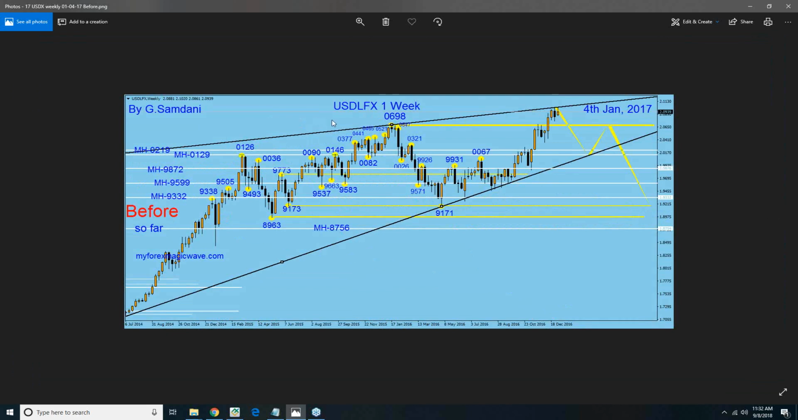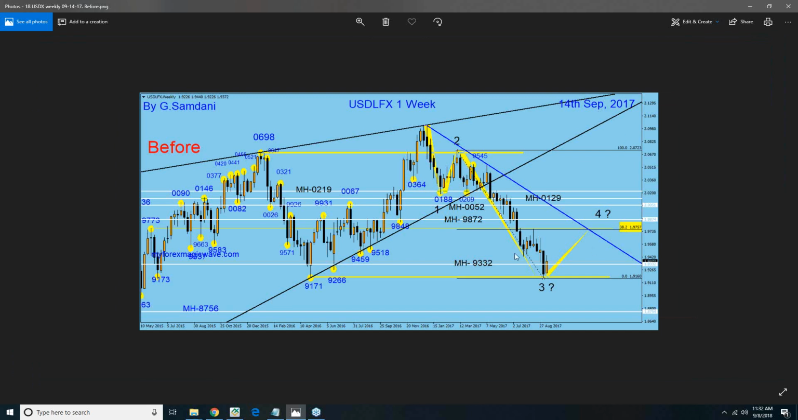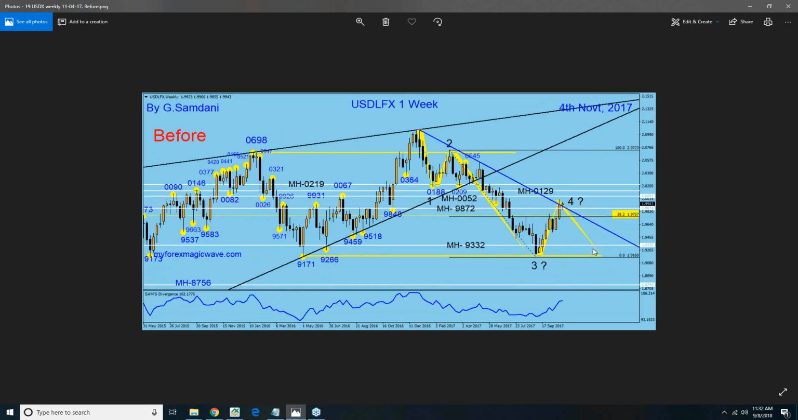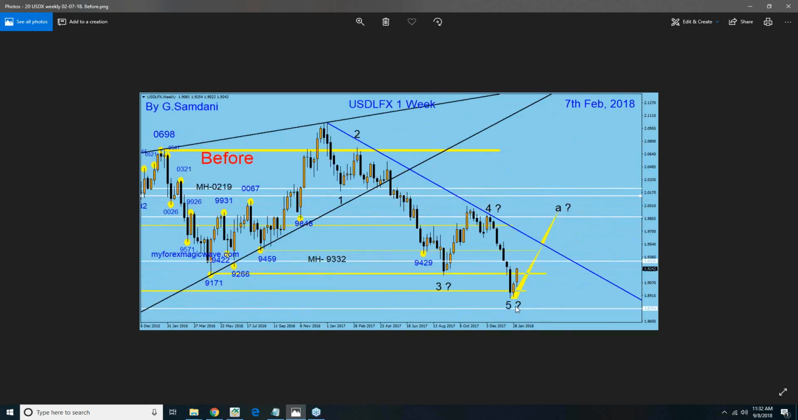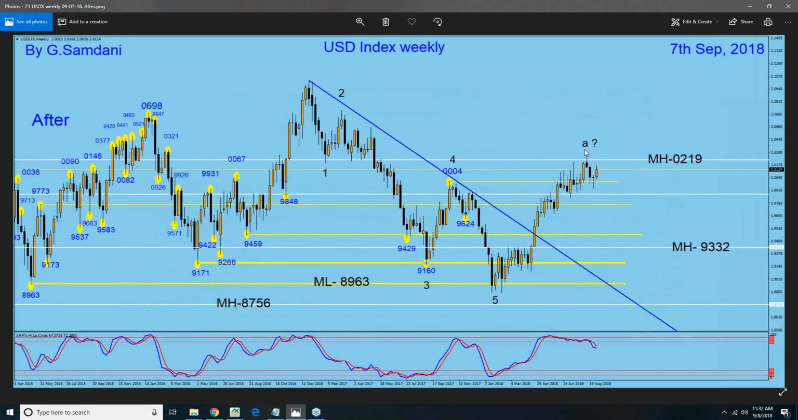And another thing I want to show you is how I track the indexes. For example, the USD index. This is the chart I made in January 2017, that we're going to drop in this fashion down to, my target was 91.73, and check this out. After 8 months, we dropped all the way down here to 91.73. Then I said we're going to go up for wave 4. We went up, and then I said we're going to drop for wave 5. We came down, and I said we're going to go up for wave A. And as of today, we are here. So now I know where it is going.